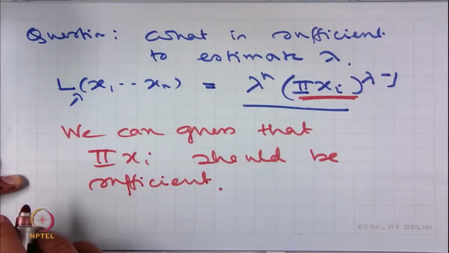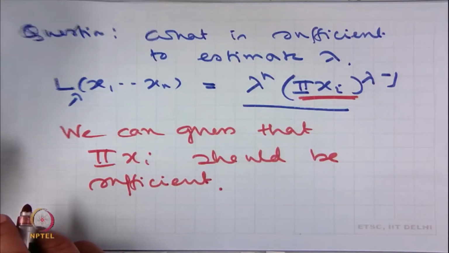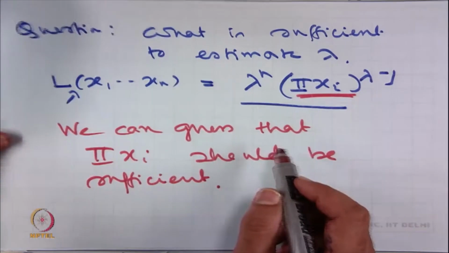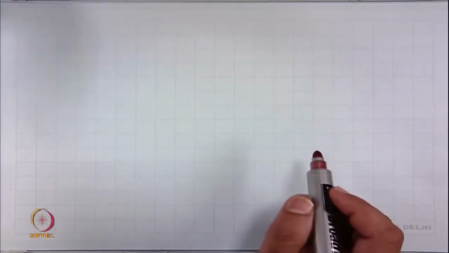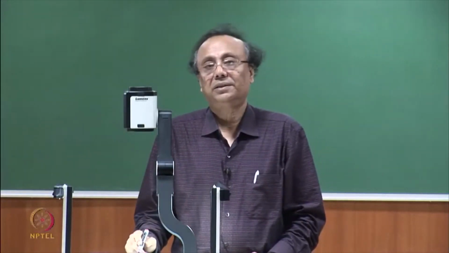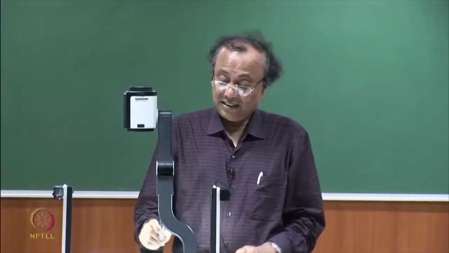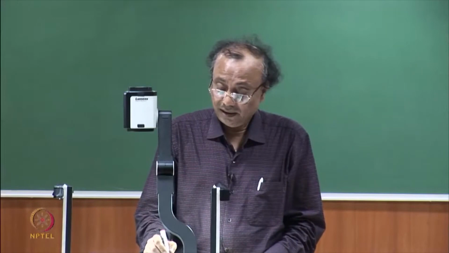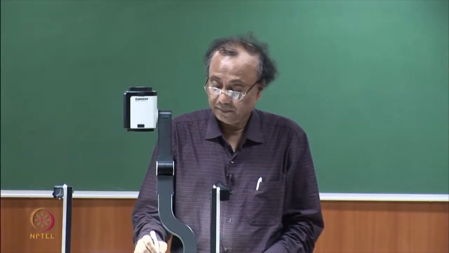But we cannot easily find the distribution of product of xi. So, we need something else to establish sufficiency, and that something else comes from Neyman factorization.